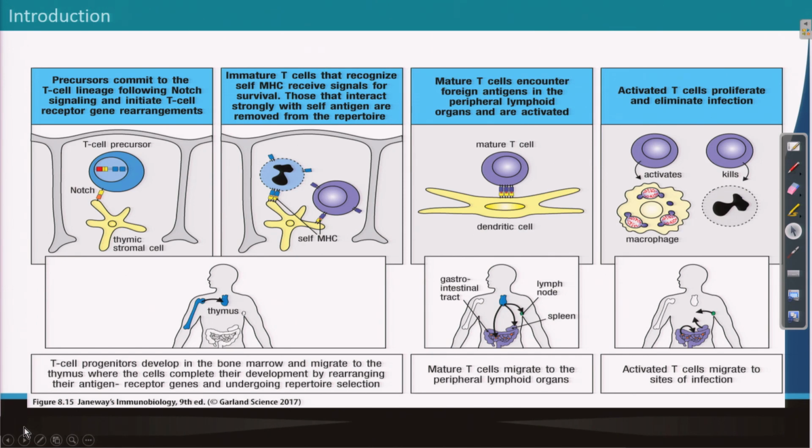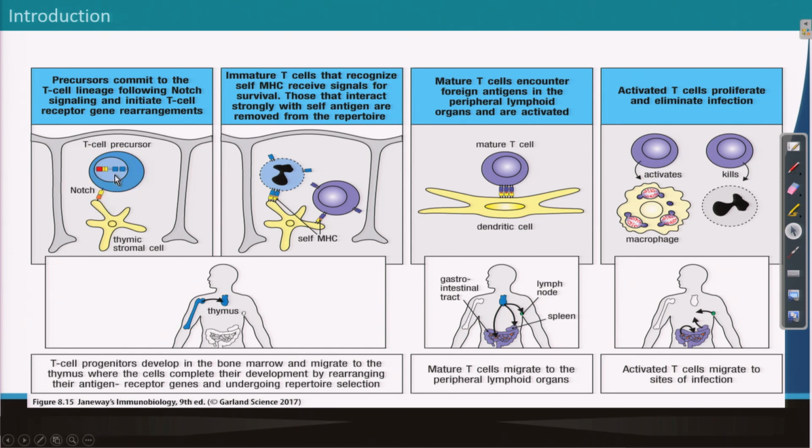You know most of the things. What happens? T cell progenitors are synthesized in the bone marrow and then migrate to the thymus, where the cells complete their development by rearranging their antigen receptor genes and undergoing repertoire selection, like who will survive and who will not. Initially the T cell receptor develops and interacts with the thymic stromal cells, which I will come to later. You see this kind of structure, it is called a lobule. That will come in the next slide.